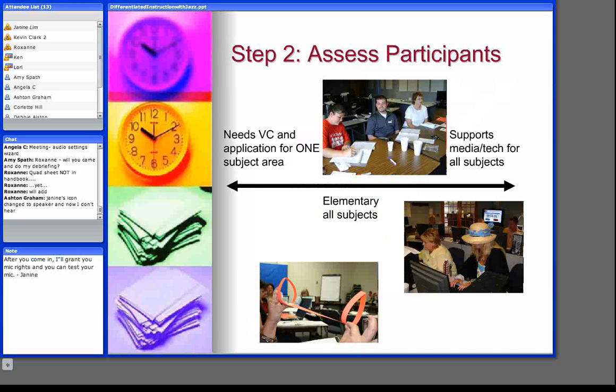Another area that you want to assess your participants is what is it that they teach. In some cases, they are going to use video conferencing for one subject area. So then they're going to need help seeing how this Math Marvels applies to my high school geography class or whatever. So they're going to need a little extra attention. Then you have people who teach all subjects at elementary. Obviously, a lot of it is going to be making. And then the people that are supporting all the subjects, they have a different take on it as well.